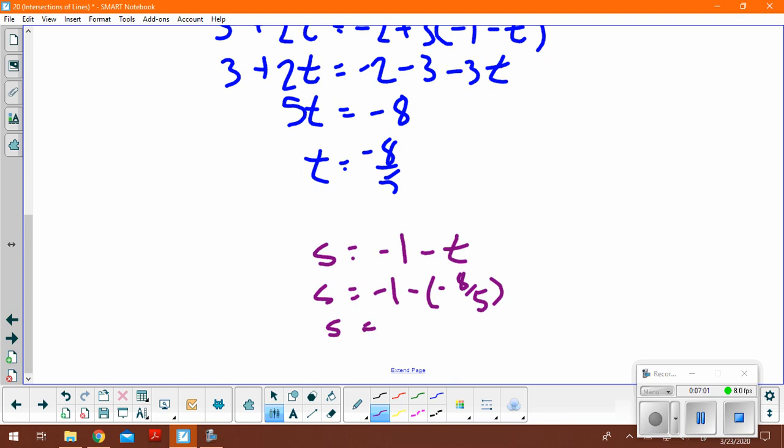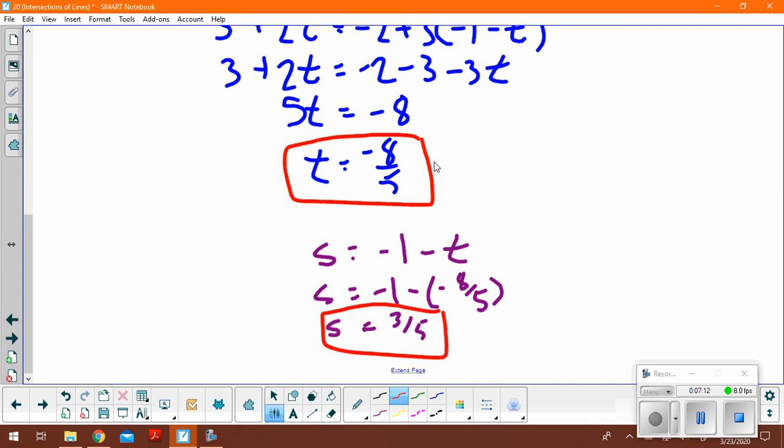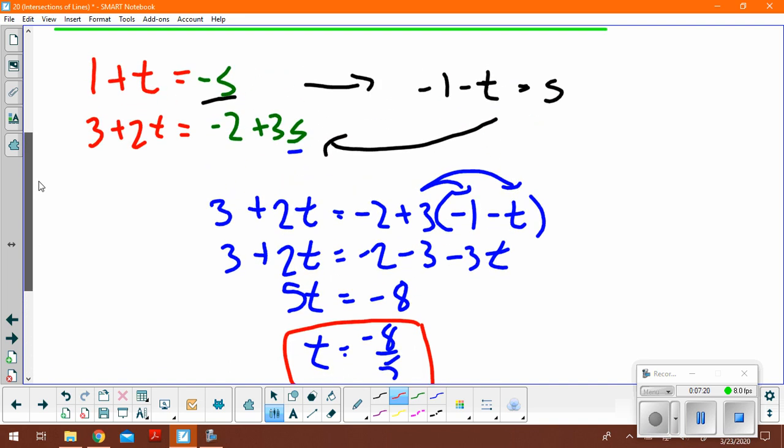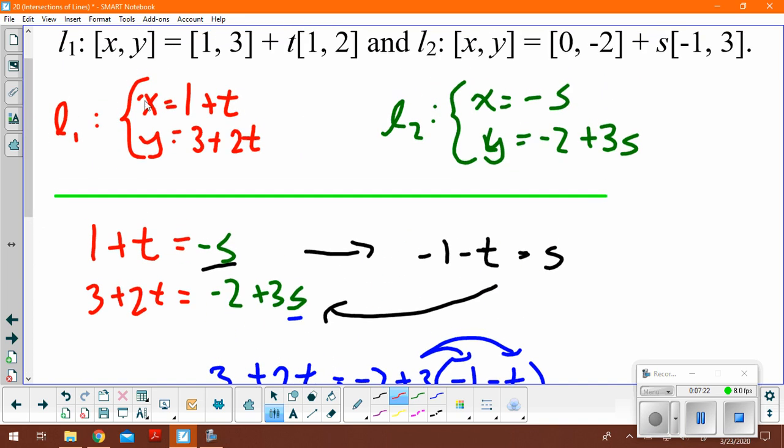Okay, so that's -5 fifths plus 8 fifths, so 3 fifths. So the solution to my system is that t equals -8 over 5 and s equals 3 over 5. But I'm not done because that's not the point of intersection. The point of intersection is what I get for x and y.